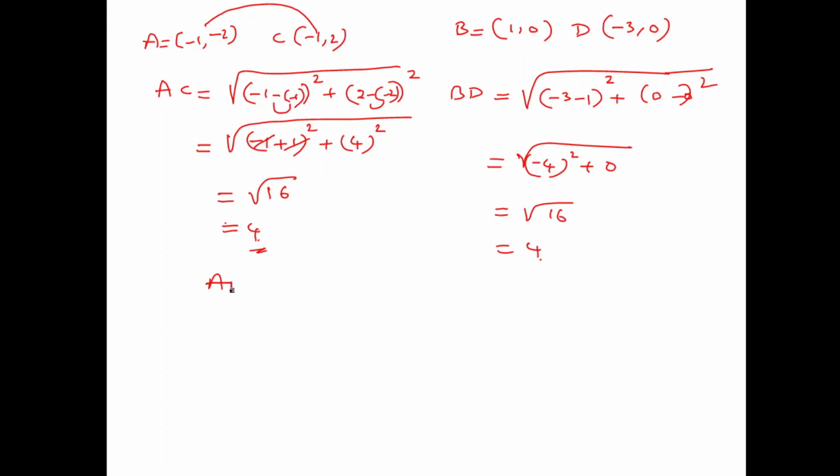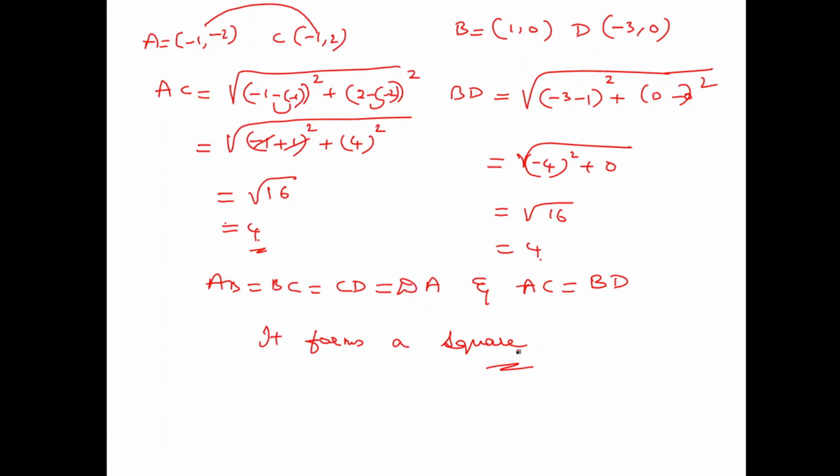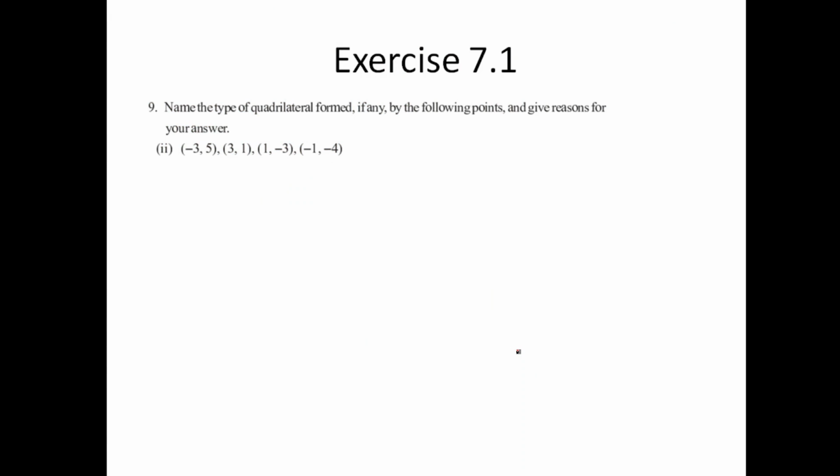Since AB is equal to BC is equal to CD is equal to DA, and also AC is equivalent to BD, hence it forms what? A square. I hope it is clear now. So let's look at the next one over here.